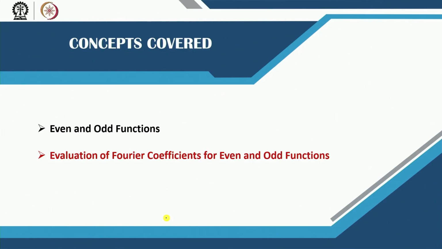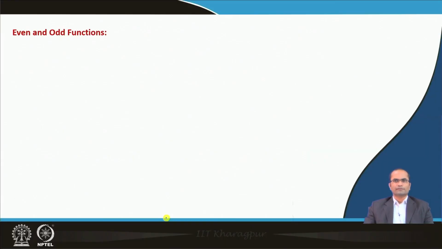We have already discussed in one of the earlier lectures that if the given function is even or odd, then the corresponding Fourier series becomes simpler. So, it will have either only sine terms or only cosine terms. Now coming to the even and odd functions.